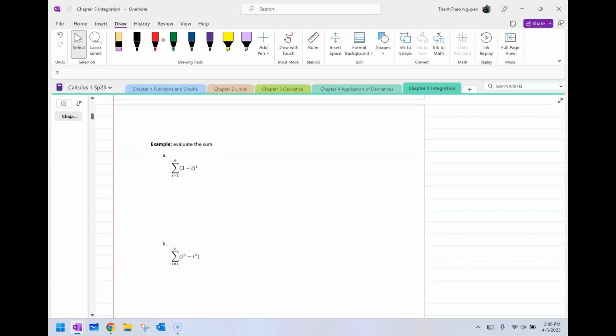We want to evaluate the sum of (3 minus i) squared, from i equals 1 to 6. We can't really do this one easily, so first I will expand the term out. So I'm looking at the sum from i equals 1 to 6 of 9 minus 6i plus i squared. I can use the properties of summation to rewrite this as follows.